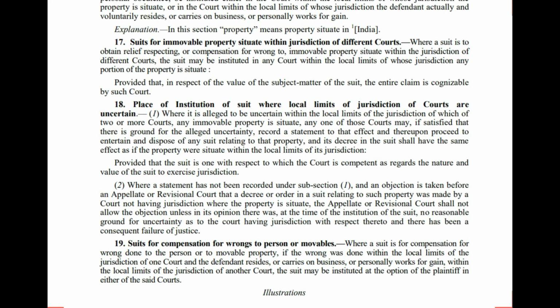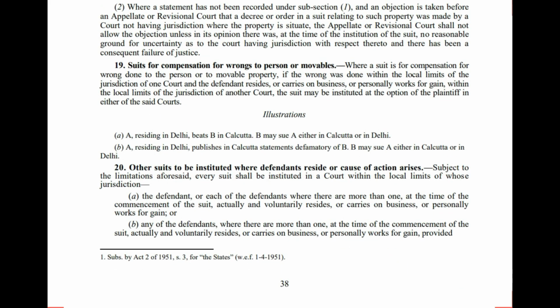Court A is the place where the wrong was done. Court B is the place where the defendant resides or carries on business or personally works for gain. In these two places, the plaintiff is entitled to file his case. Let us see the illustration provided here. Illustration A. A is a person residing in Delhi. He goes to Calcutta and beats B, who is in Calcutta. Then in that case, B can sue either in Calcutta or in Delhi. Calcutta is the place where A beats B. So he can file in either one of these two jurisdictions, Calcutta or Delhi.